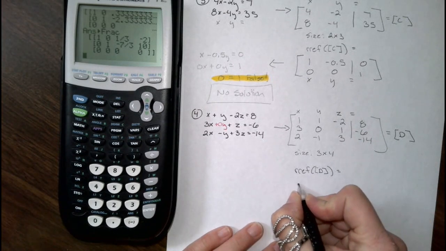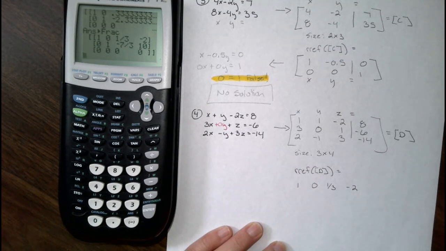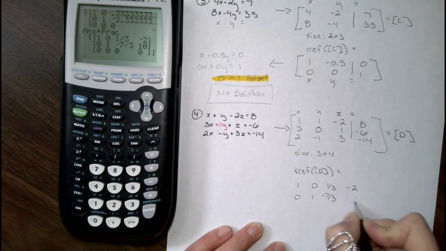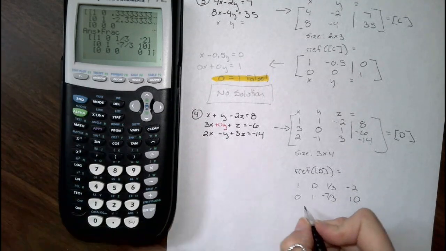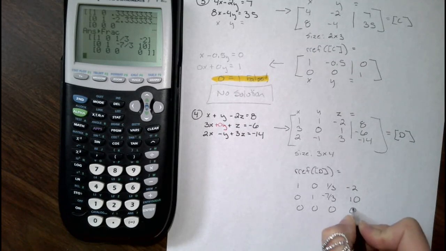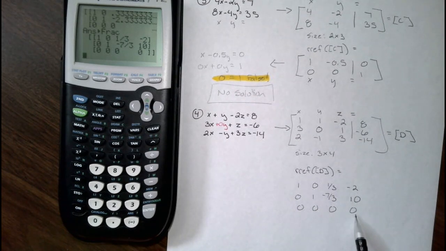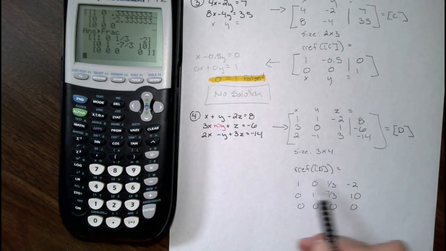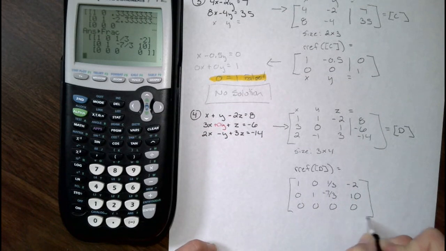So what we end up with is the matrix 1, 0, 1/3, -2 for the first row, 0, 1, -7/3, 10 for the second row. And then notice we have all zeros, 0, 0, 0, 0, all the way across for the third row. By the way, this is also a 3 by 4, so the matrix size never changes. So if you happen to type something incorrectly, you can hopefully easily notice if you've got the wrong size matrix. All right, but let's go ahead and finish this out.